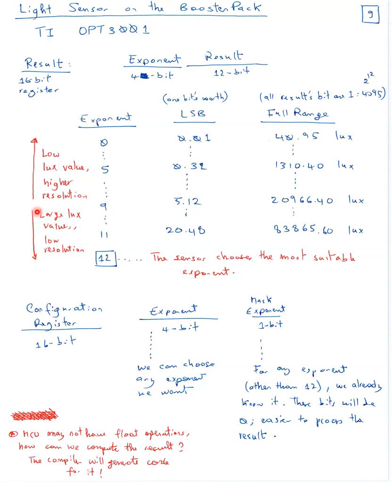On the other hand, if we want to measure really large values, we have to go up, increase the exponent. So let's say we're at this value here. We can measure up to 20,000 lux, but now our steps are 5.12, right? So if we're measuring 10, the next step would be 15, 20, 21. We're gonna jump up by 5 luxes. So we lose resolution. But the benefit is we can measure large lux values.